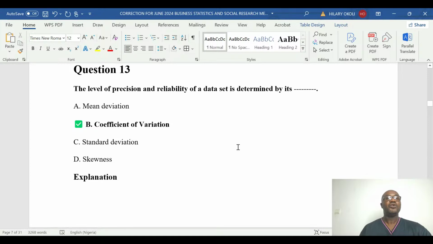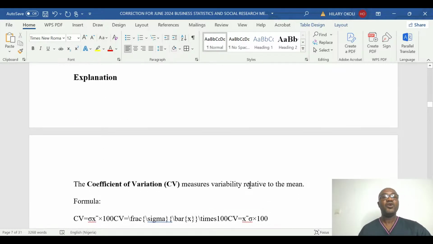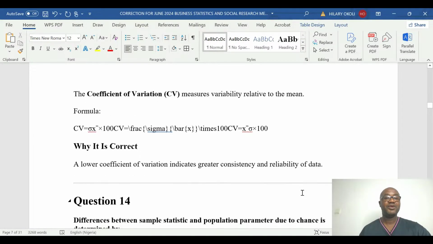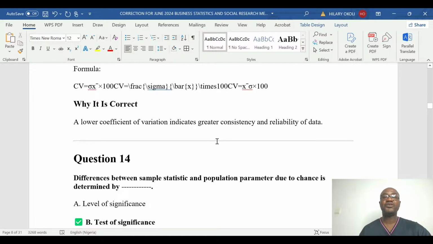Which of the following determines the level of precision and reliability of a data set? It is the coefficient of variation. It's not skewness, it's not kurtosis, it's not mean deviation, it is coefficient of variation. The coefficient of variation, CV, measures variability relative to the mean. A lower coefficient of variation indicates greater consistency and reliability.